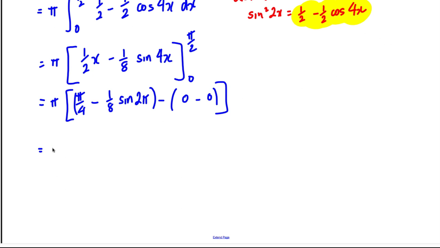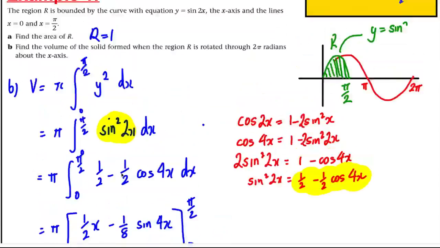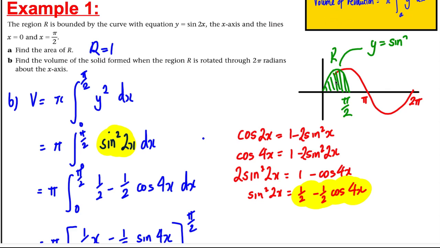So what you get there, you get pi multiplied by pi by 4 minus an eighth sine of 0, this is going to be 0 again, just to make that clear. So you're going to get yourself pi squared over 4 for that volume. And you're done. That's the volume there, and you're finished this question. Okay, so that's the volume when you rotate this region R 2 pi or 360 degrees around the x-axis.